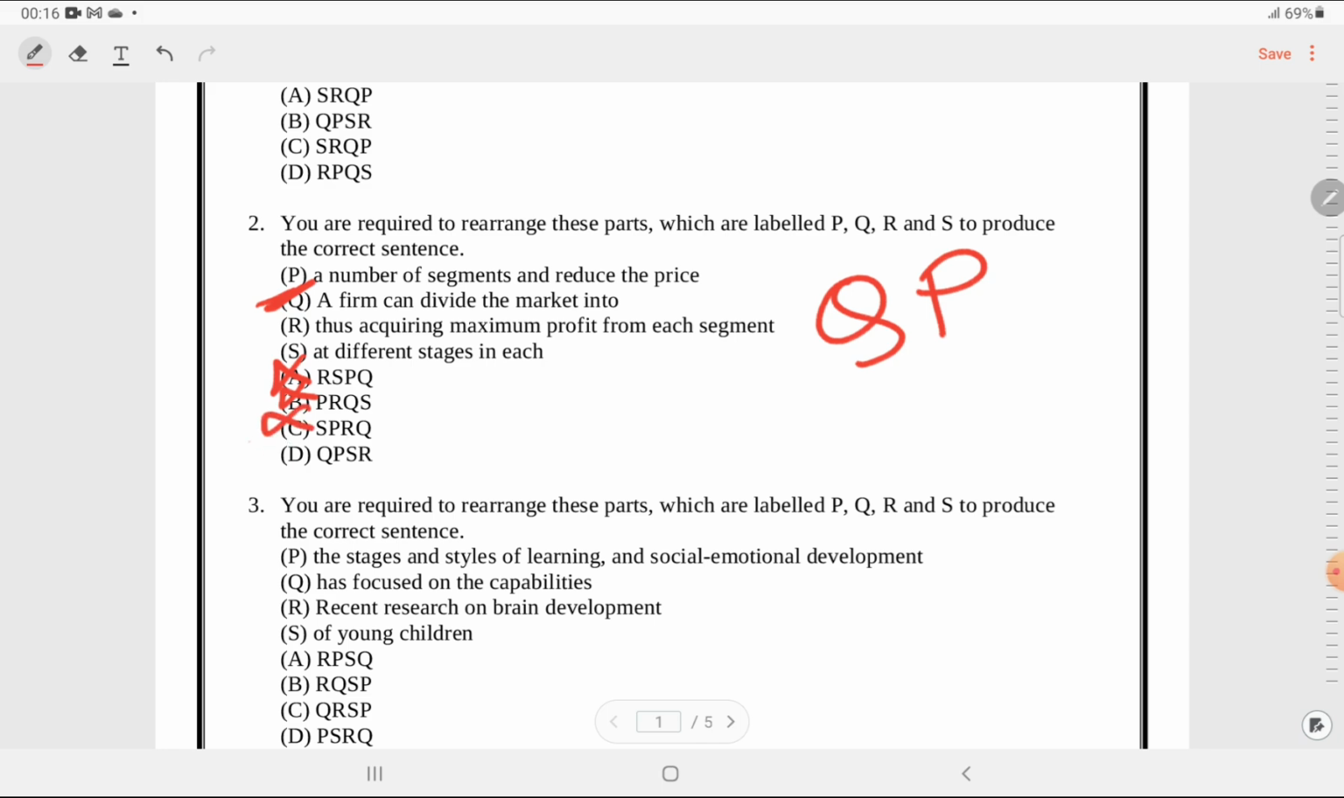PQ, no. Again, we have at D, Q, P, S, R. So a firm can divide the market into a number of segments and reduce the price. The correct sequence will go with D. A firm can divide the market into a number of segments and reduce the price at different stages, thus acquiring maximum profit from each segment. So it is D, D for Delhi. Now the third one.